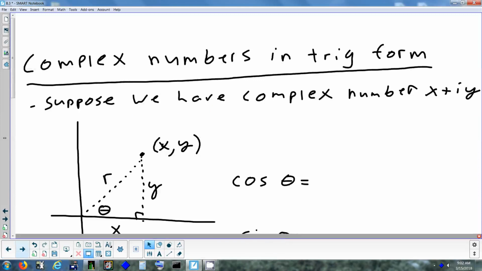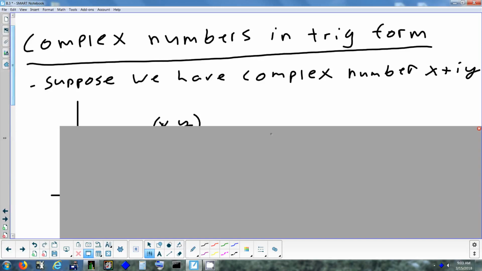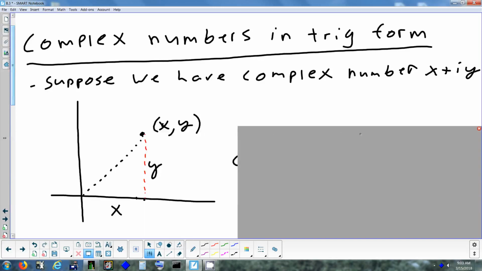All right, so let me draw what we have right here. What I've got right now is my point x plus iy. I've assumed x and y are both positive, so I put it in quadrant 1. It doesn't matter. If it's not in quadrant 1, I'll show you what you need to do. If you make a triangle out of it, the bottom side of the triangle has a length of x. The height of the triangle has a length of y.